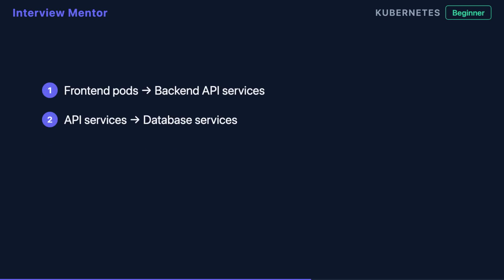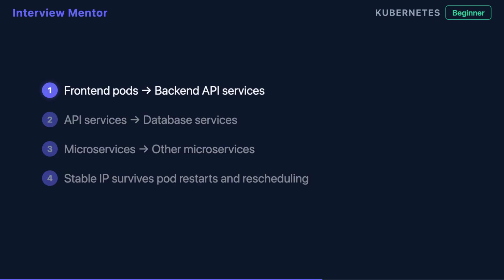ClusterIP excels at internal service-to-service communication. Your front-end pods can talk to back-end API services, your API can connect to database services, and microservices can communicate with each other, all through stable ClusterIP addresses that handle pod lifecycle changes automatically.